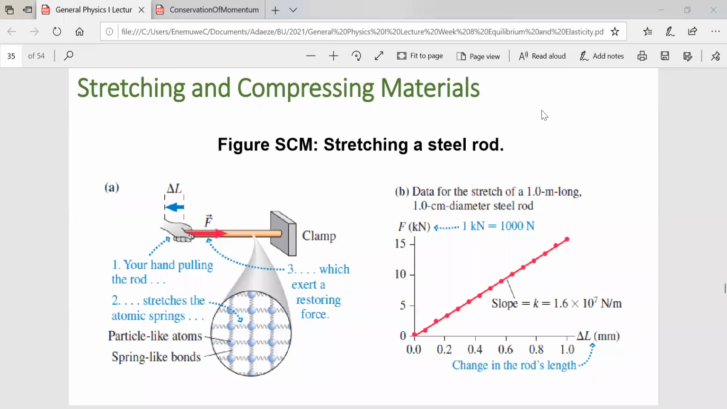Okay, so today we want to look at stretching and compression of materials. And this is just one of the things we'll be looking at today. So we just want to start with stretching and compressing materials.